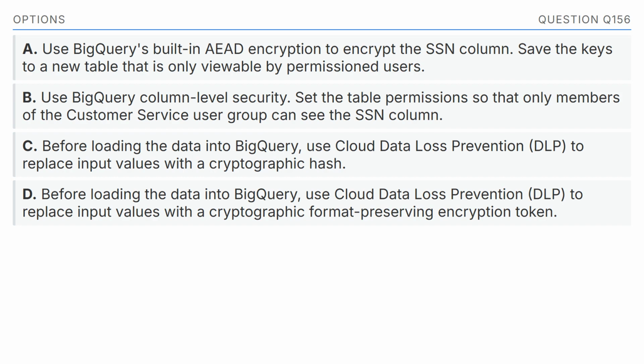Option C, before loading the data into BigQuery, use Cloud Data Loss Prevention (DLP) to replace input values with a cryptographic hash. Option D, before loading the data into BigQuery, use Cloud Data Loss Prevention (DLP) to replace input values with a cryptographic format-preserving encryption token.